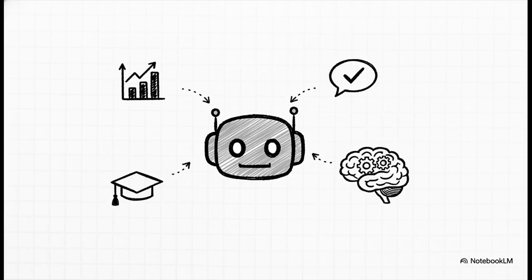First up is role. This is where you tell the AI who it is. Are you talking to a data analyst, a career coach, a historian? You see, assigning a role instantly focuses the AI's knowledge and sets the right tone, which fundamentally improves the quality of whatever it gives you back.